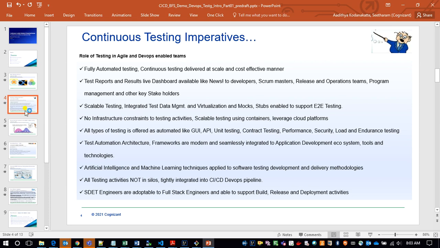This is a very important expectation: test engineers' skills are not just used for testing, but they should also be capable of helping in build, release, and deployment activities, if not leading those things. Okay.